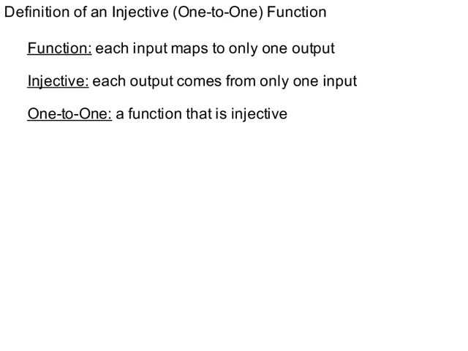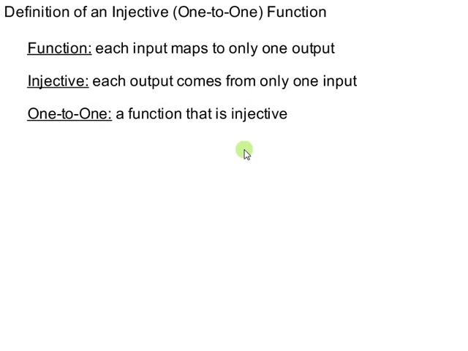Okay, let's look at injective functions or one-to-one functions, and we'll start by just looking at some mappings and deciding if they're functions and deciding if they're injective. First, let's recall that a function maps one input to one output. Injective is exactly the reverse of that: each output comes from only one input. And finally, one-to-one means it's a function and it's injective.